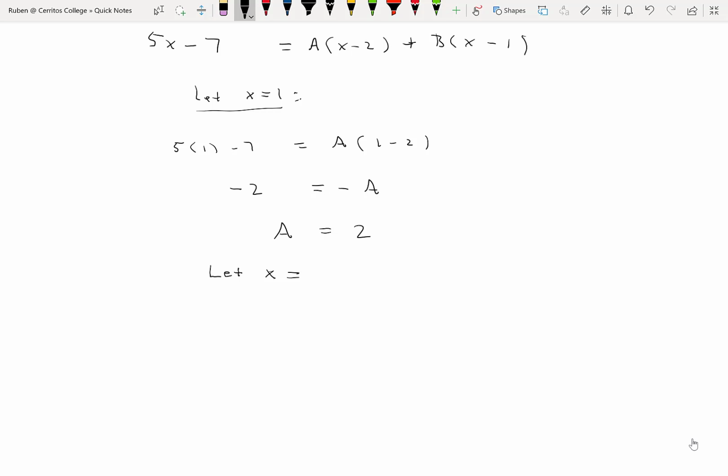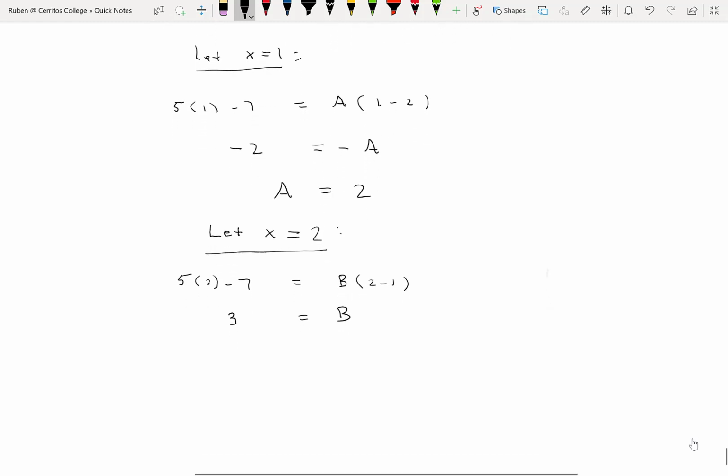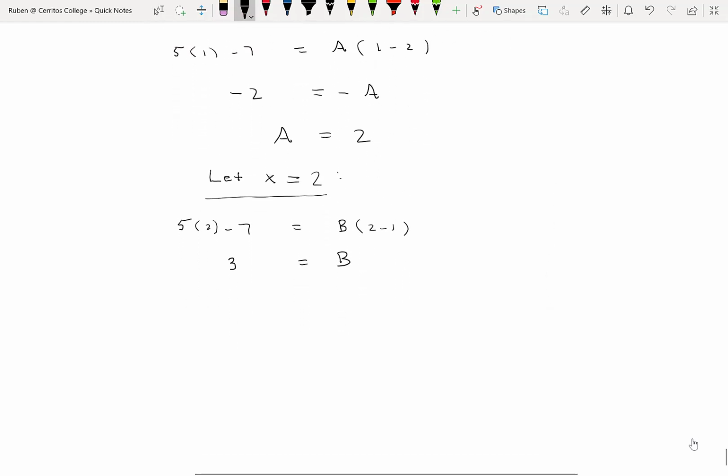Okay, well, if I let x equal 2 on both sides, then I can solve for the constant b. So on the left-hand side, if I let x equal 2, I have 5 times 2 minus 7 equals, the term with a disappears, I'm going to get b times 2 minus 1. So 10 minus 7 is 3, and 2 minus 1 is 1, so b is equal to 3. That's pretty nice.